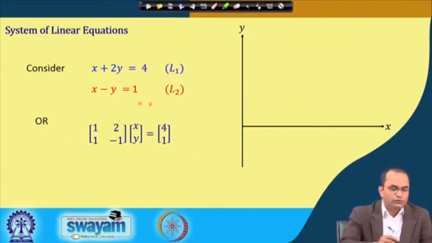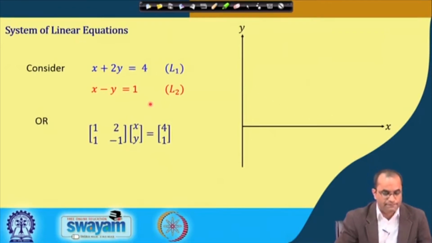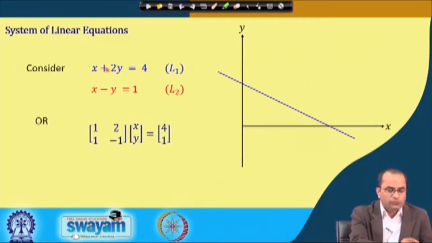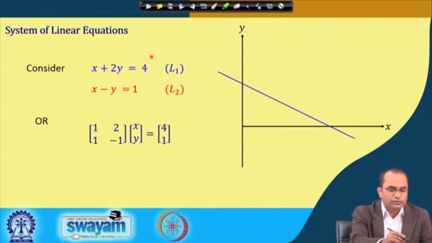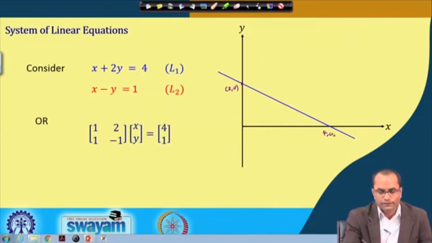So, we can write these equations in the form of matrix and vectors, and now we look for the geometrical interpretation of these equations and the solution. Here this is the first equation, x plus y is equal to 4. We can easily plot this. When x is 0, y is 4, so this is the point 0, 4, and when y is 0, x is 4.